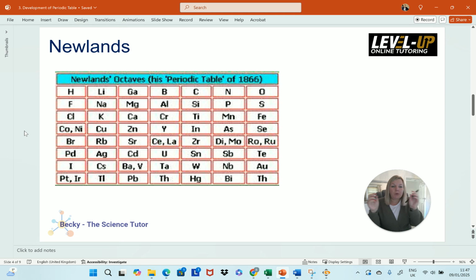But he put them into these patterns of 8, and some of them had related properties, some of them were similar in their chemical properties, but we just put them in order of atomic weight. And so when we look here, some of them you can see that it is similar.